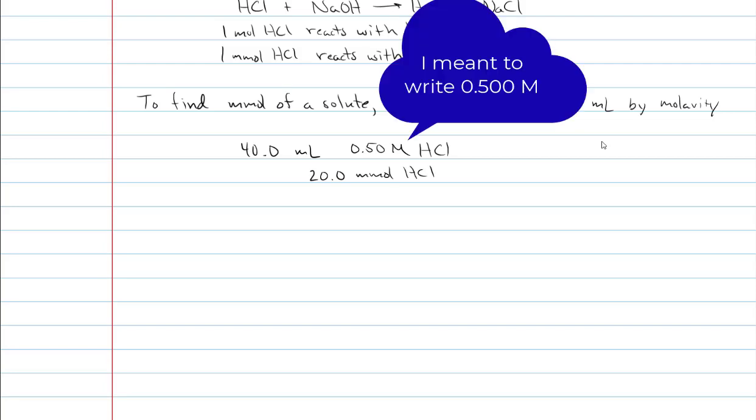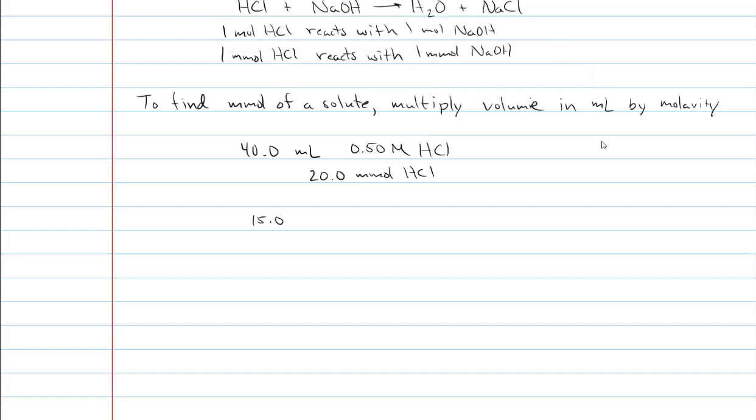That was just so easy. Let's do another one. Let's say I had 15 milliliters of 1.50 molar sodium hydroxide. And I want to know how many moles or millimoles there are. I believe 15 times 15 is 225. Let me just check that. Yeah, 225. So this is 15 times 1.50. That's a tenth of that. So that's just 22.5 millimoles.